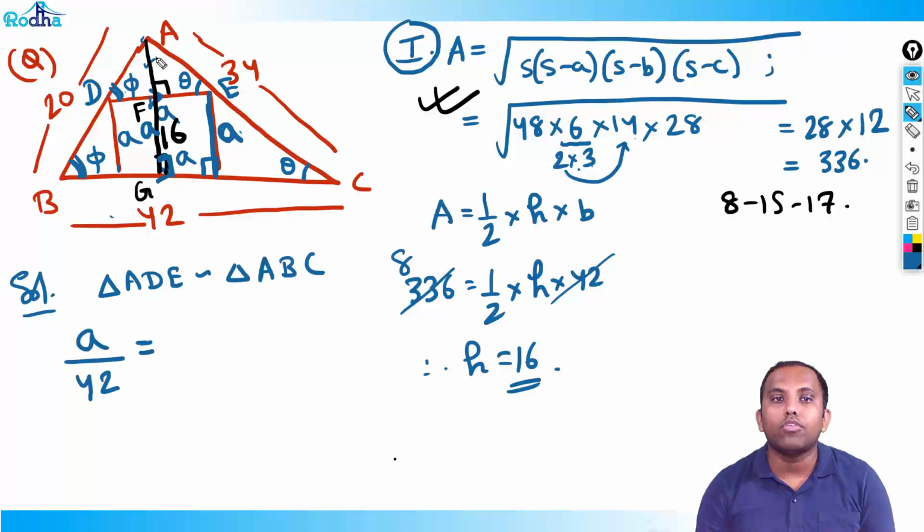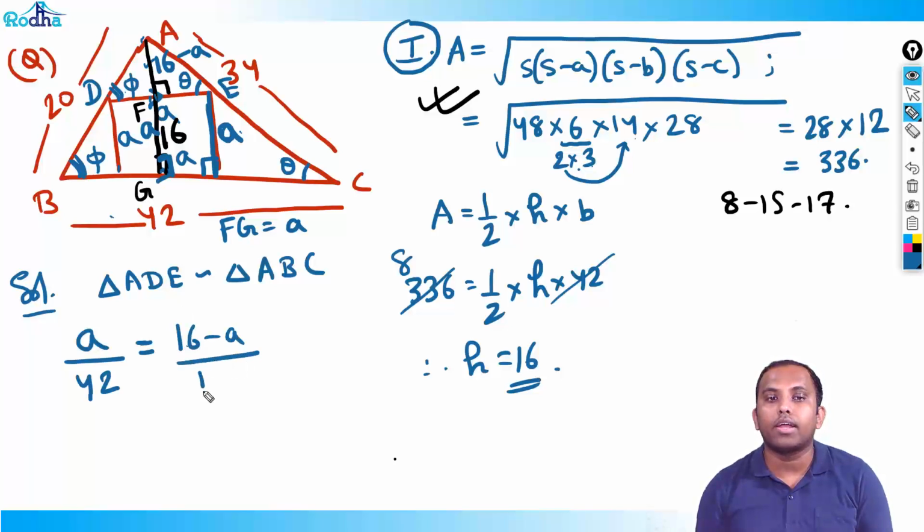So height of a smaller triangle is how much? 16 minus A. Right? This length is A. This length is A. This FG is A. Right? FG is A. Why? Because parallel to the side of a square. Okay. So A. So whole is 16. So height of a smaller triangle is 16 minus A upon height of bigger triangle, that is 16. Right. So this is the ratio we got here.